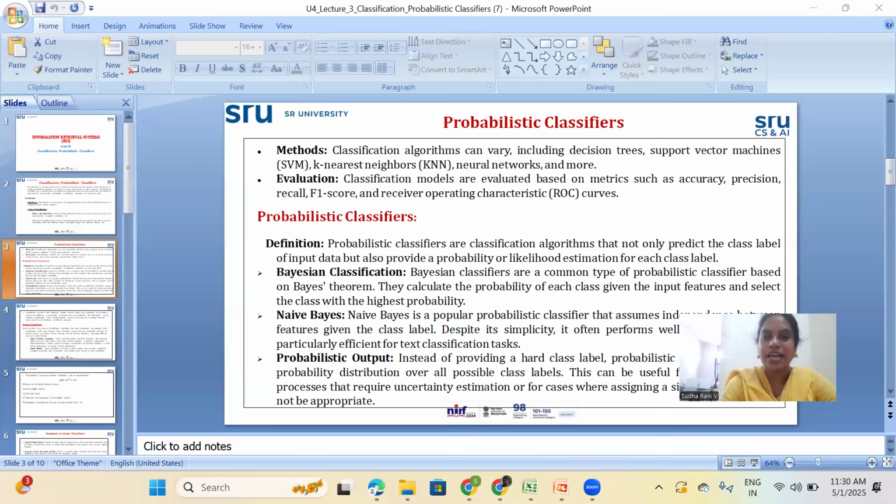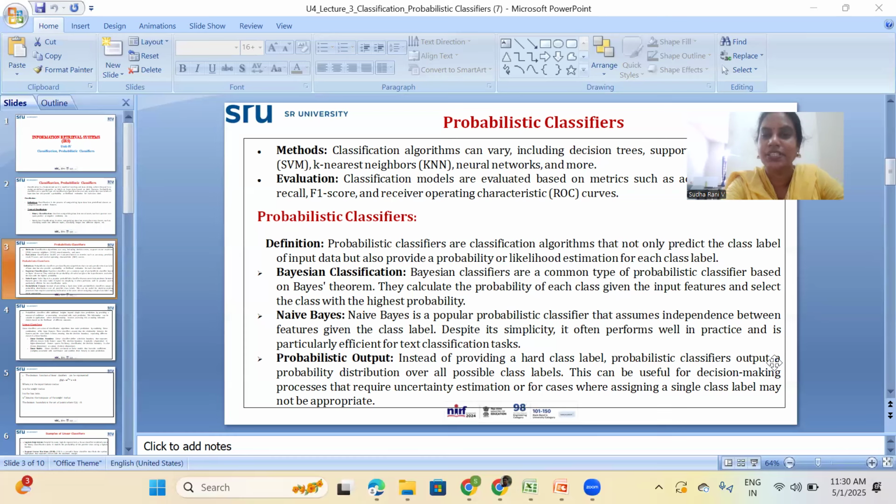Naive Bayes is a popular probabilistic classifier that assumes independence between features given the class label. Despite its simplicity, it often performs well in practice and is particularly efficient for text classification tasks. For the information retrieval system, Naive Bayes is used much, as we are using data sets for text classification.